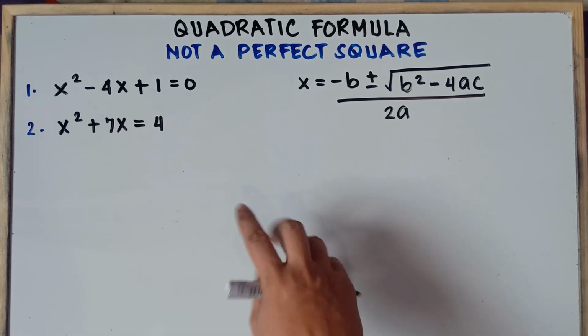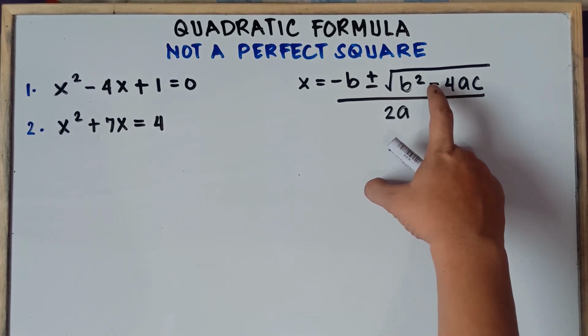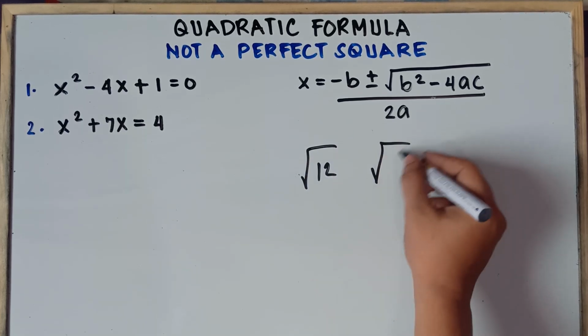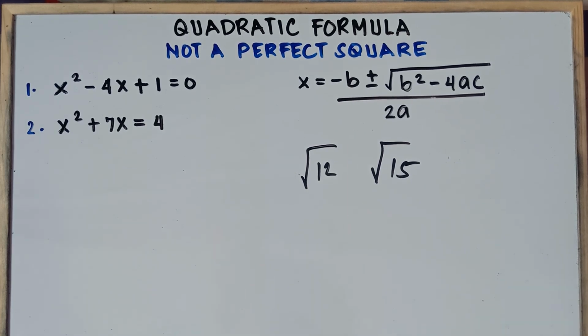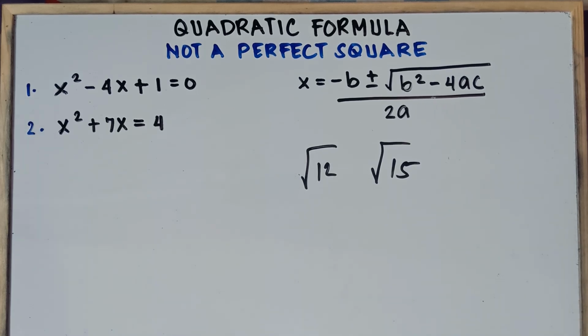Now, what if you solve a quadratic equation using the quadratic formula and the answer in this given square root, for example, is the square root of 12, or the square root of 15? Of course, we don't have a square root of 15. What would be the thing that you need to do if you have this kind of answer? We will be explaining it step by step in this video class.